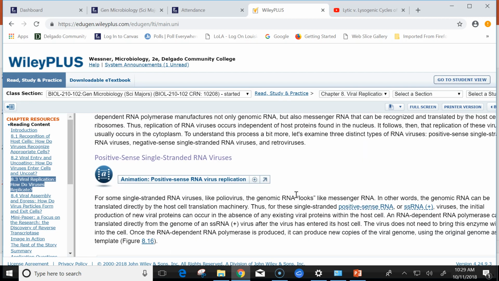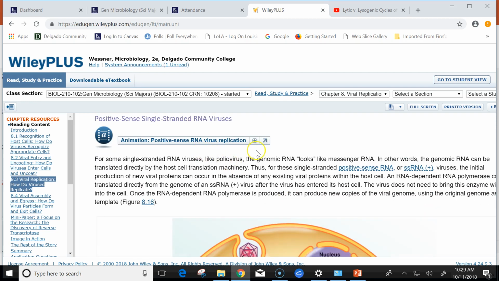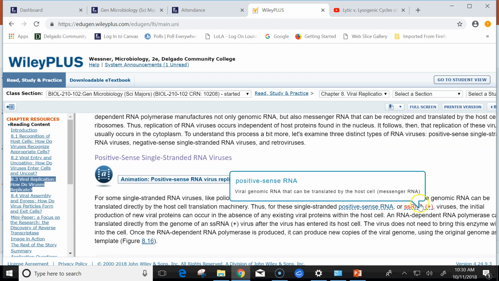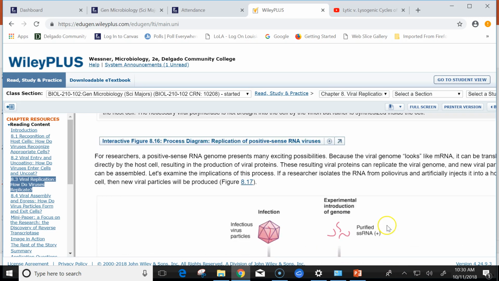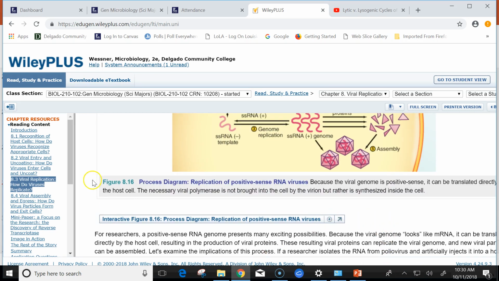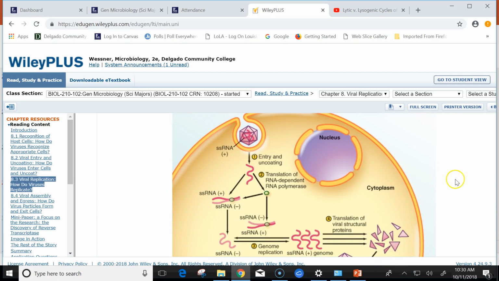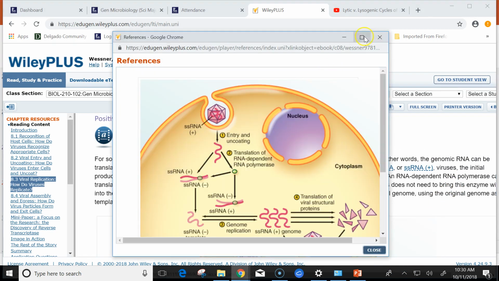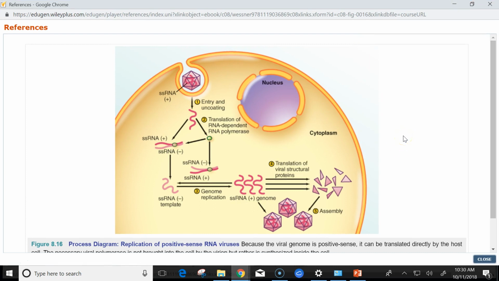So this must be our plus strand one. And they actually have an animation for the plus strand one, but we're just going to look at the figure. All right, so endocytosis, they're even showing you here, naked virus. But this one is plus strand, right?